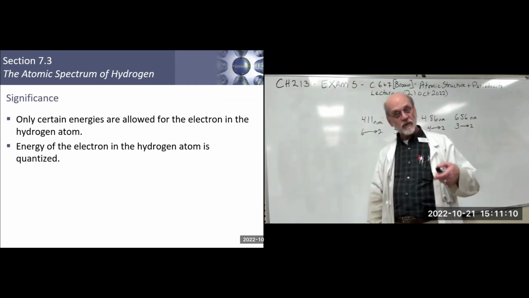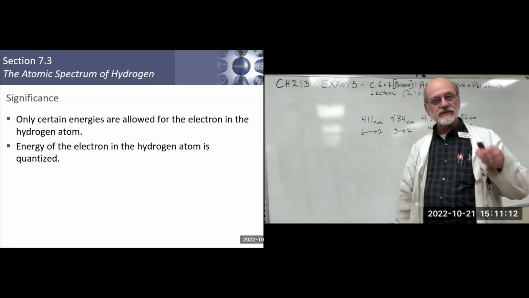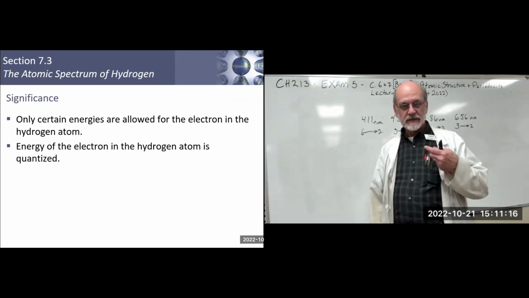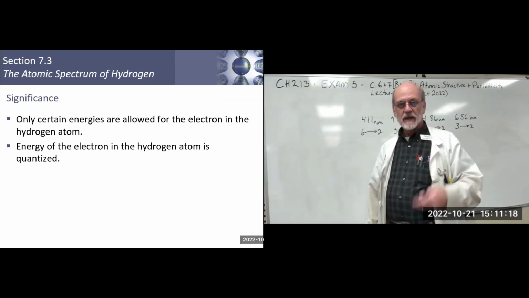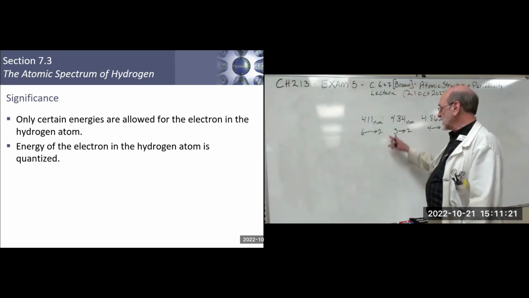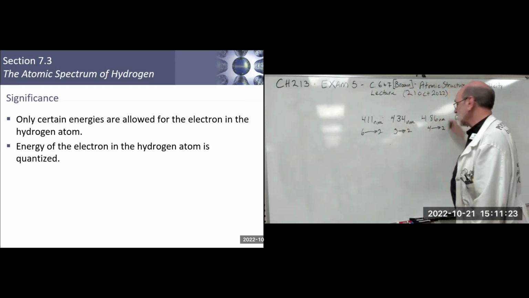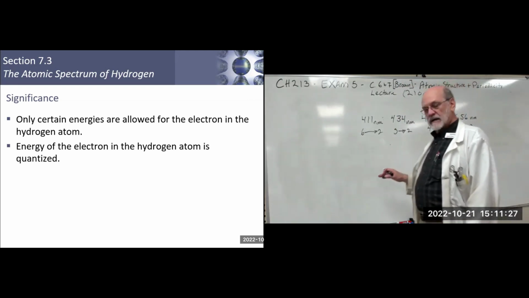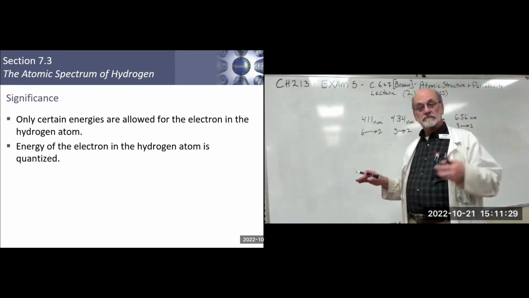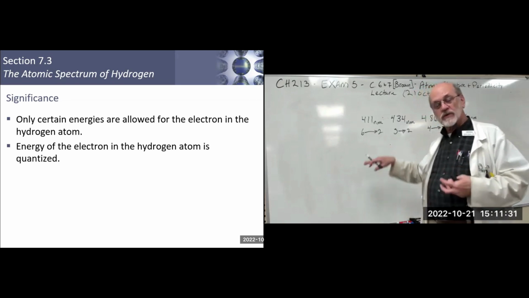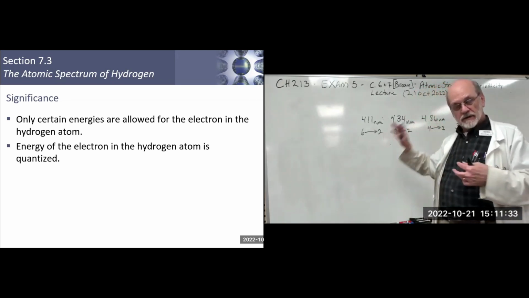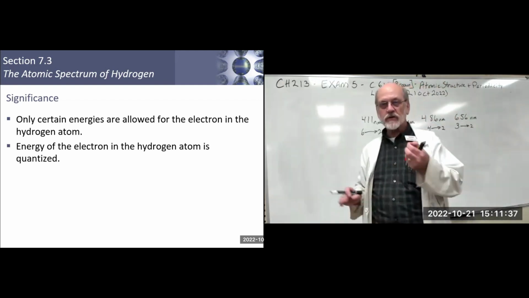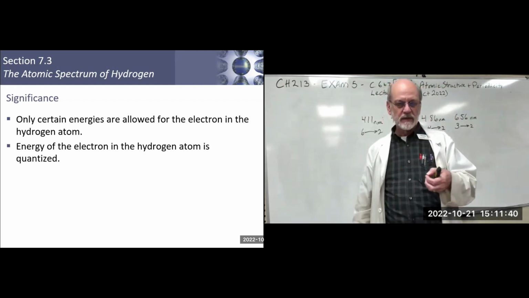Okay, so I said this before, but I'm going to say it again. Only certain energies are allowed for the electron in the hydrogen atom. If you try to promote an electron with anything in between here, here, here, it won't happen. Or if the electron makes these jumps, you always get those single lines that are characteristic of the hydrogen atom.